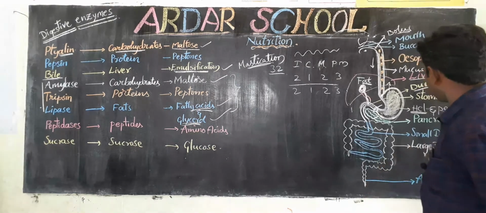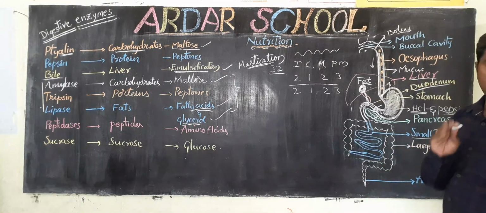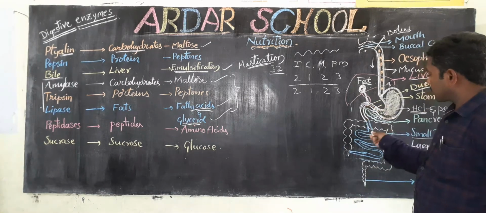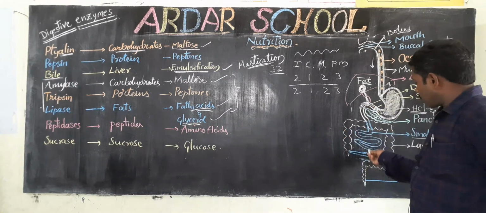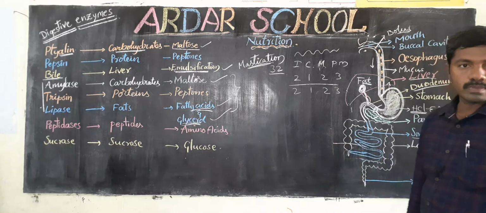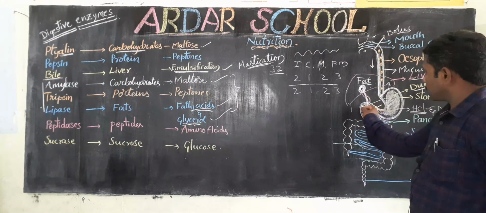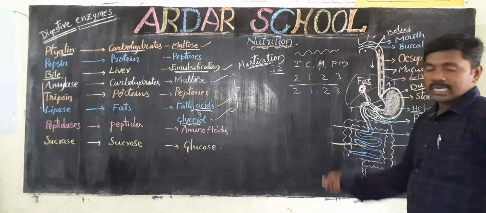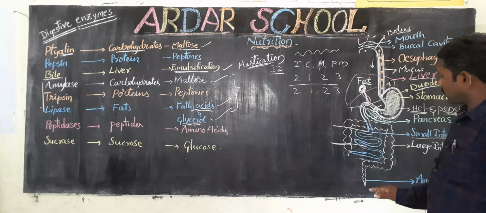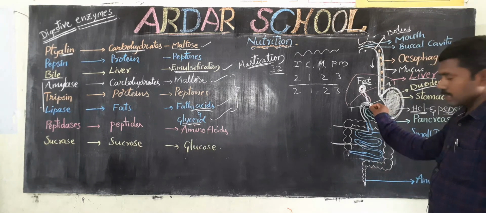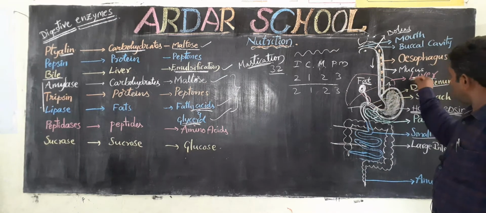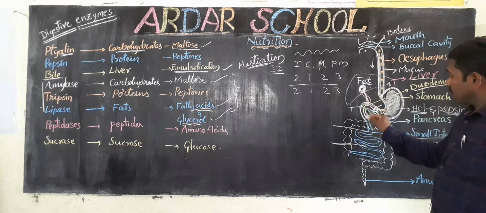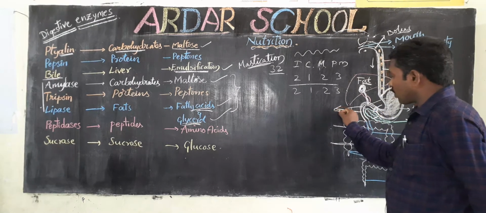If you observe the small intestine, it has three parts. Mainly we divide it into three parts. First one is the duodenum, second one is the jejunum, third one is the ileum. When food comes here and the pancreatic juices and bile juices are added, it turns alkaline. This food is called chyle.